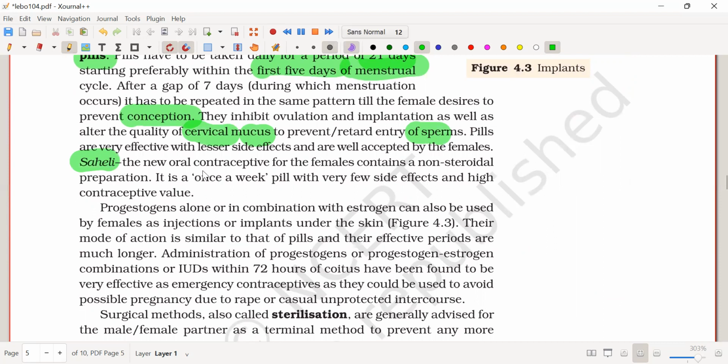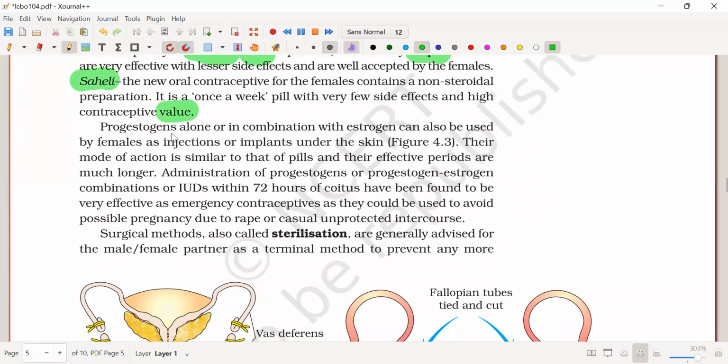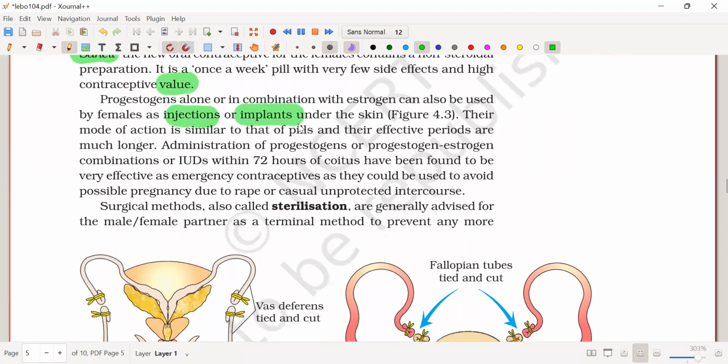Saheli, the new oral contraceptive for females, contains a non-steroidal preparation. It is a once a week pill with very few side effects and high contraceptive value. Progestogens, alone or in combination with estrogen, can also be used by females as injections or implants under the skin. Their mode of action is similar to that of pills, and their effective periods are much longer.